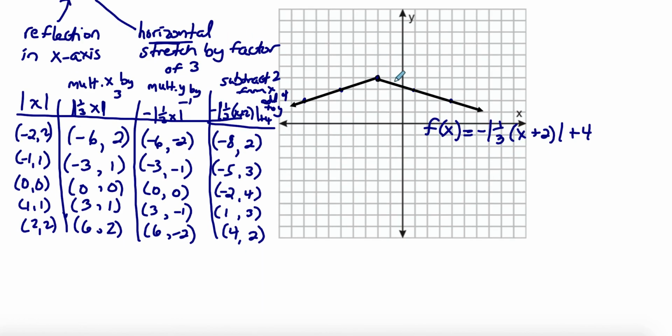Our highest point here is 4. And so when we look at our domain, it's still going to go all the way left and all the way right. So x such that x is an element of all real numbers. And our range is going to be from anything from 4 vertically down.